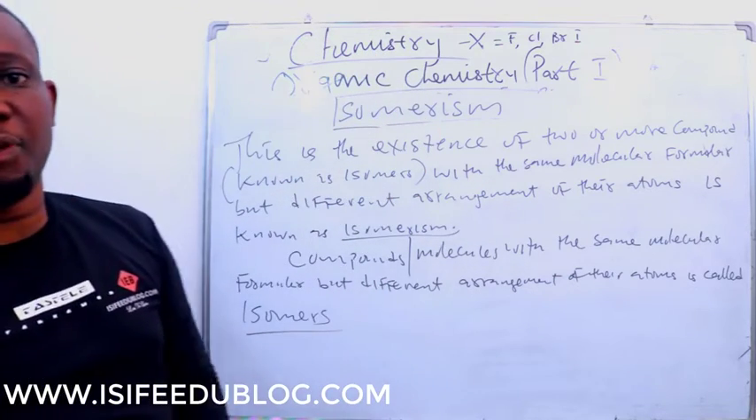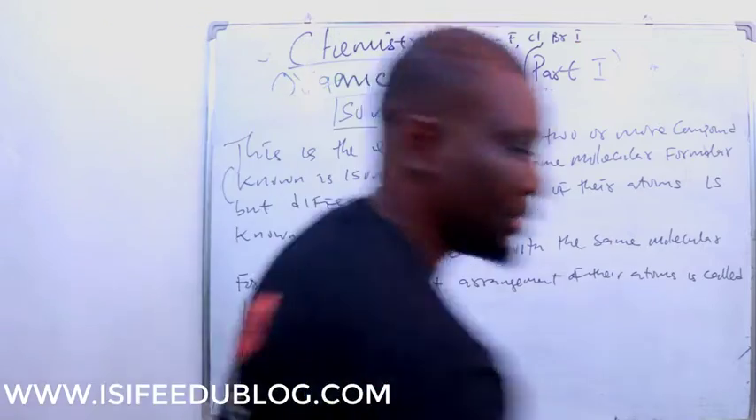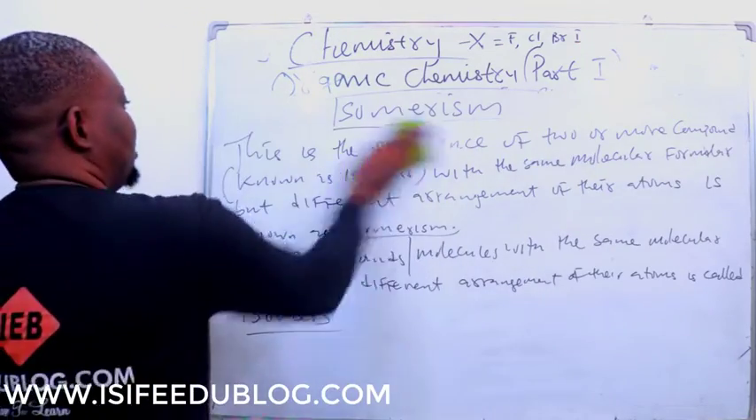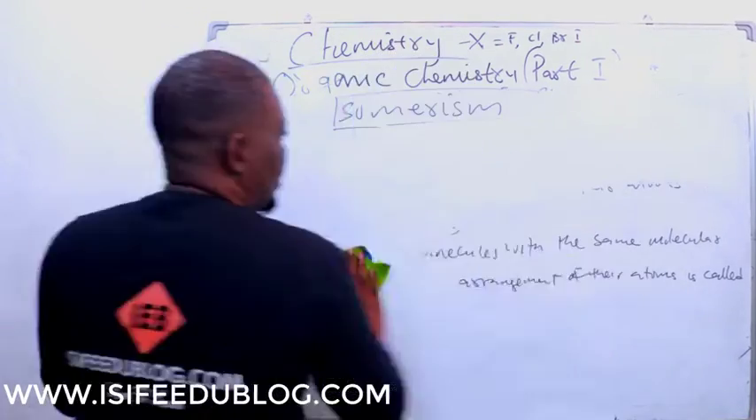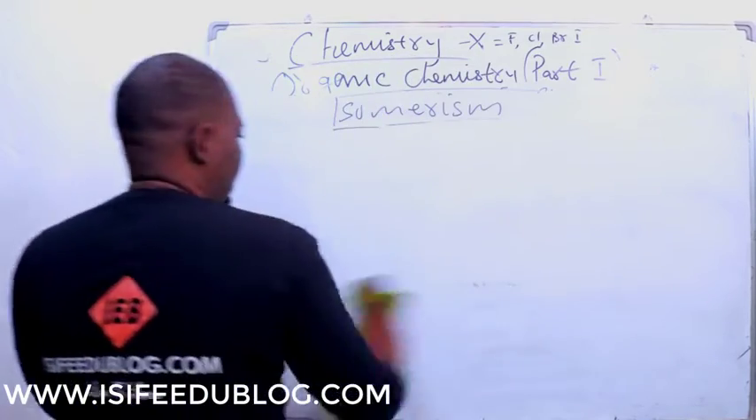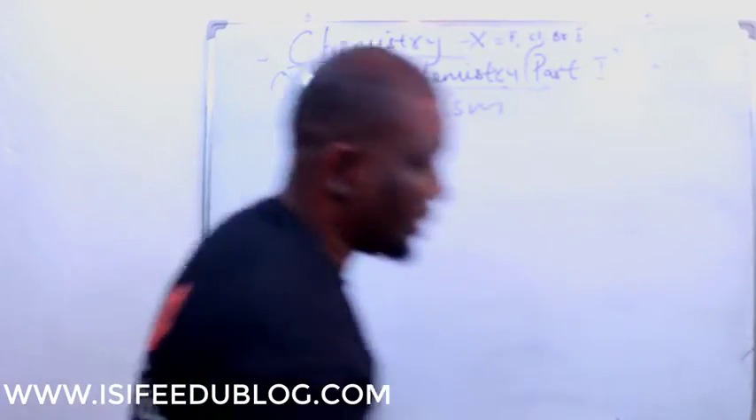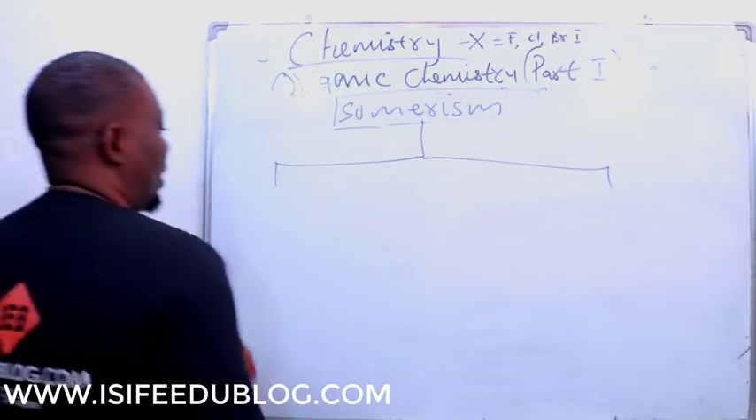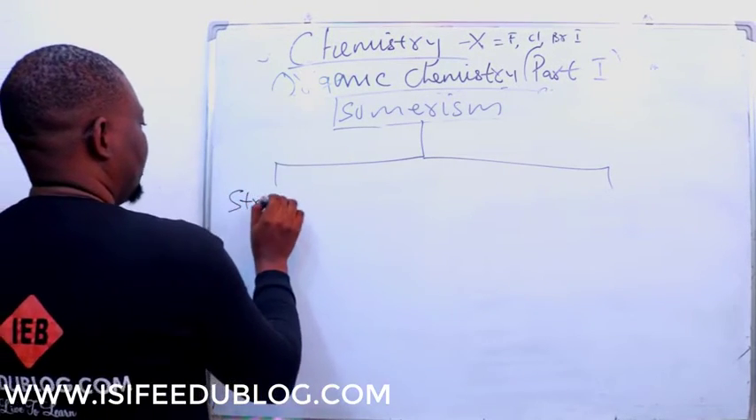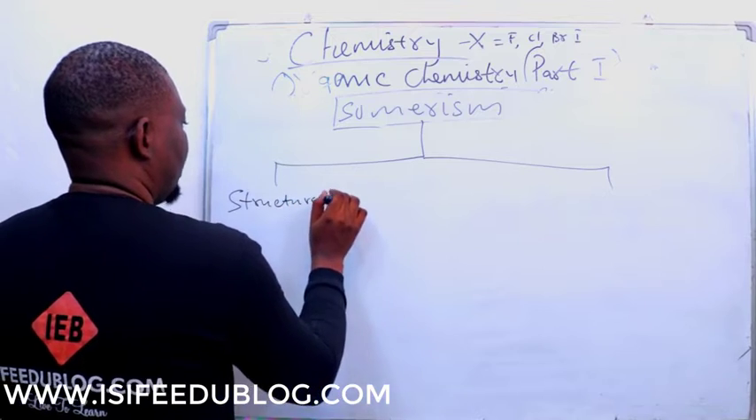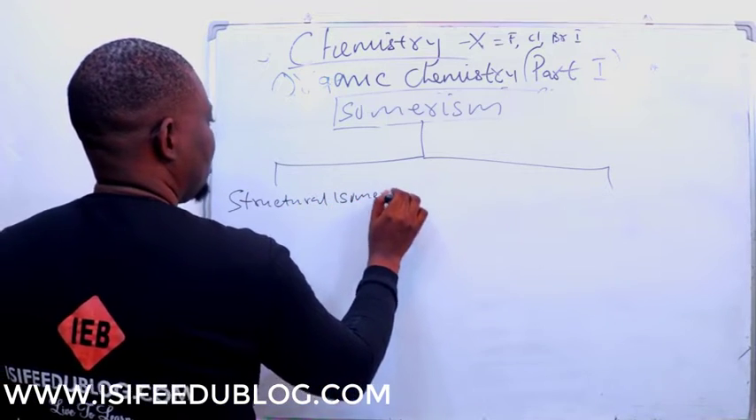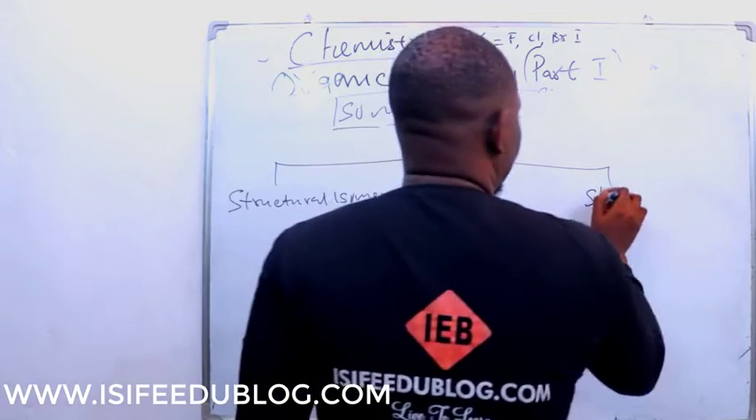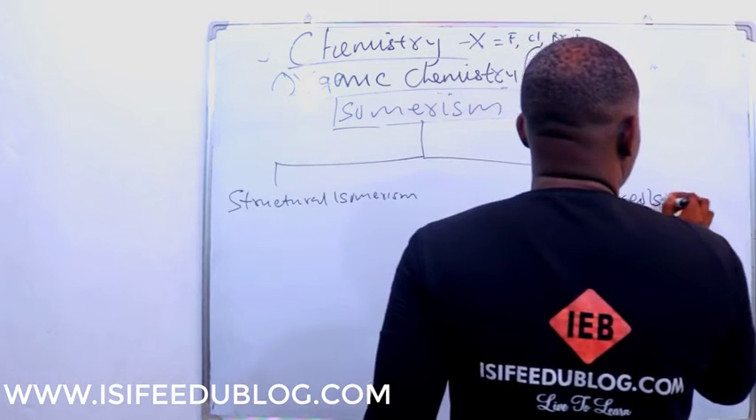Let's quickly look at the types of isomers. Isomerism can be classified into 2 main types. One, we have structural isomerism, and stereoisomerism.